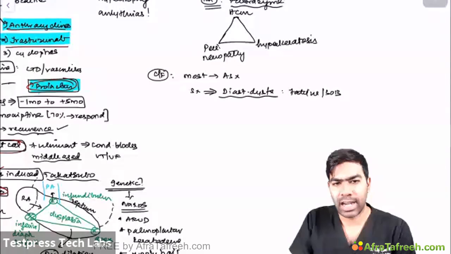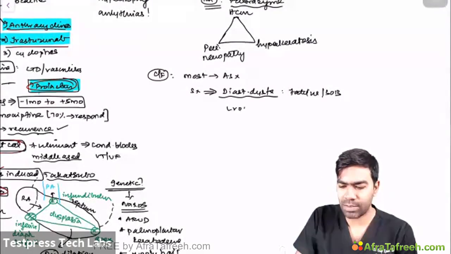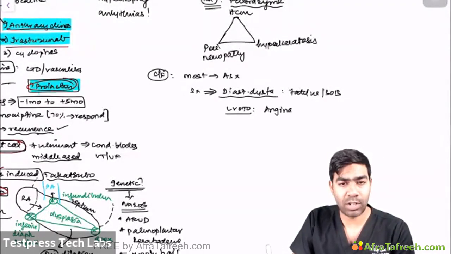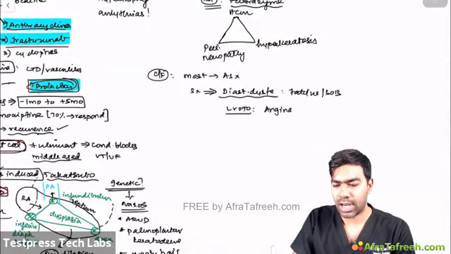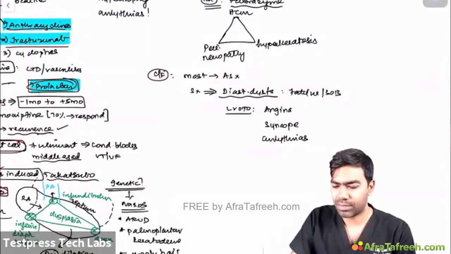And they can develop LVOT obstruction also. Once they start developing this LVOT obstruction, they start developing angina, similar to how you develop it in aortic stenosis. At the same time, they can develop syncope, and they can develop arrhythmias as well. Clear? Like VT, VF, and all these things. The reason for syncope is also arrhythmias only, so you can put it under the same entity.